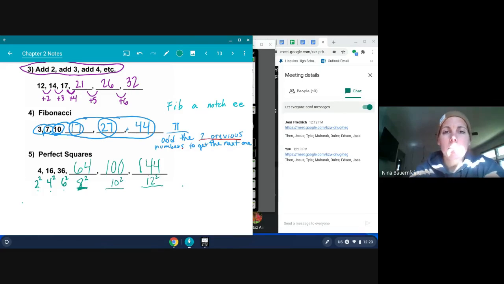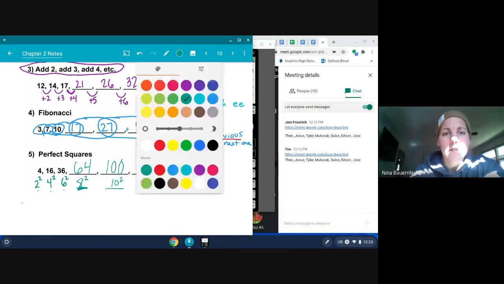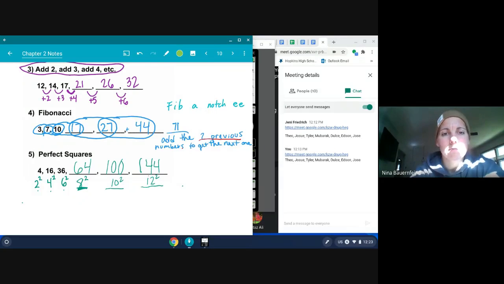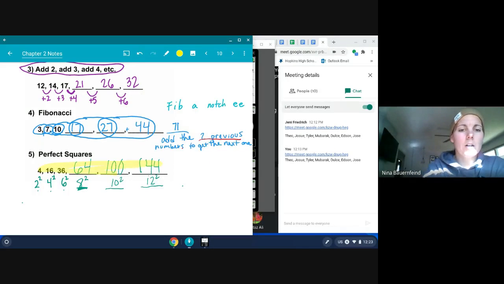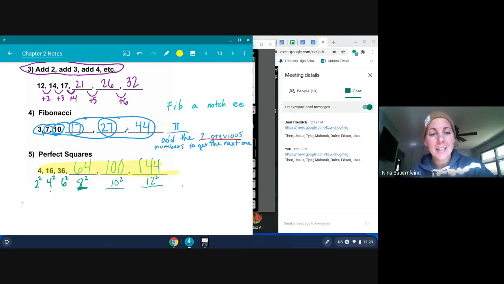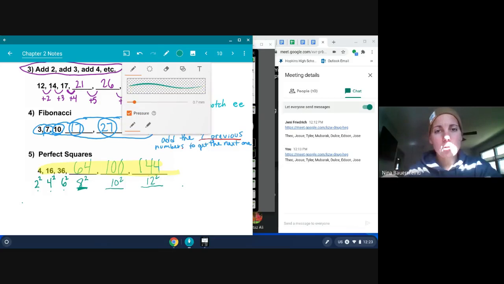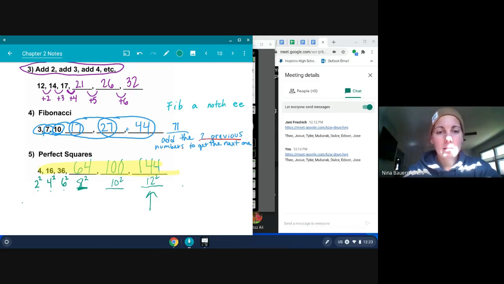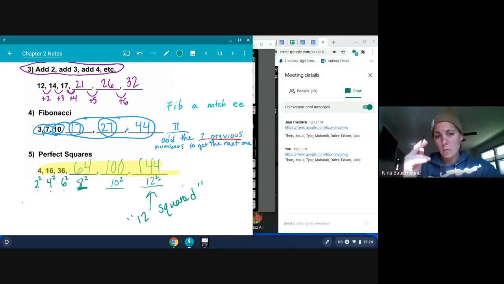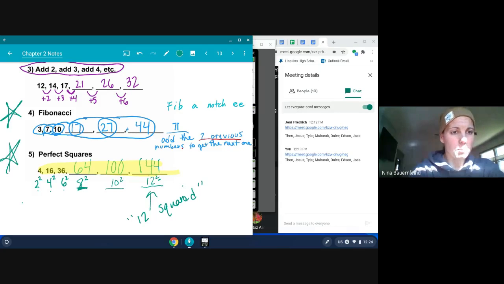So these numbers right here are called perfect squares because down at the bottom, you can take a number squared. This is called squared. A number squared will give you those answers. That's how you know it's a perfect square. Okay, so these 2 are pretty tricky.